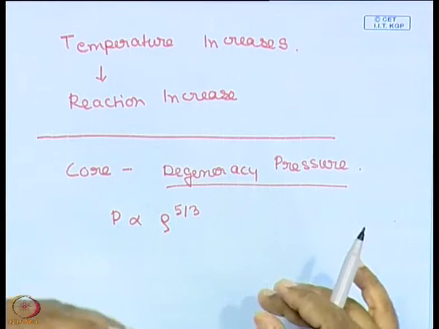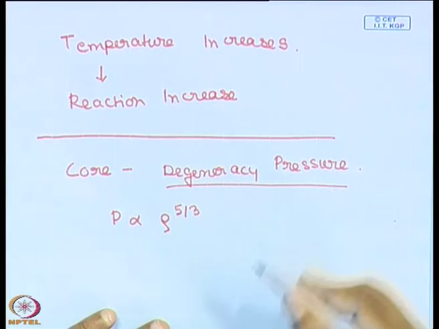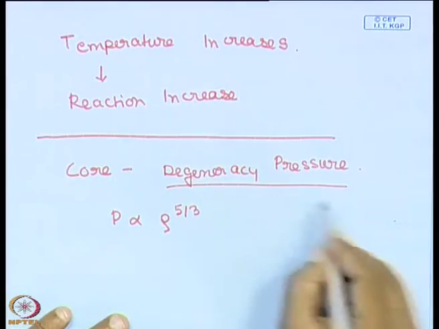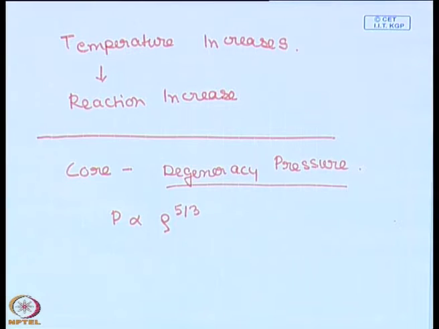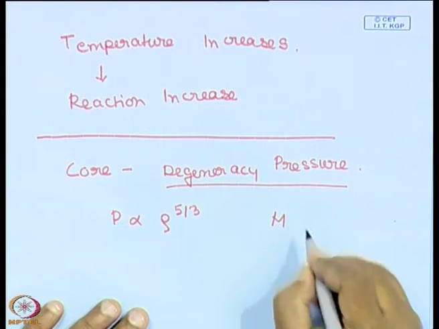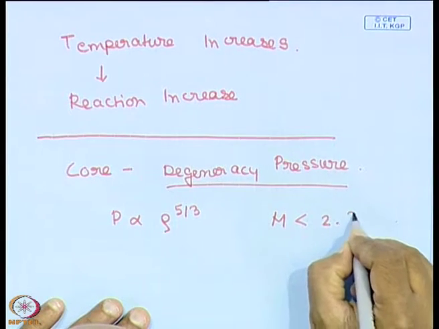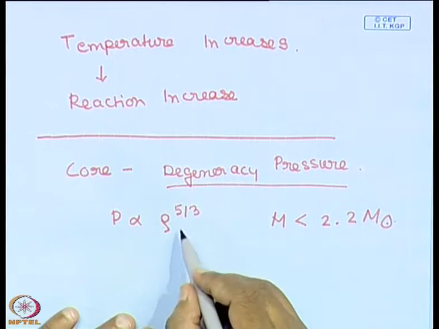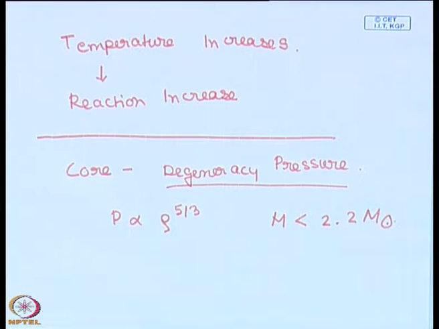If you increase the density, the subsequent electrons that you add will have to go to higher energy levels, and these higher energy electrons will contribute more to the pressure. So this is what is known as degeneracy pressure. Here the pressure is independent of temperature. For masses of star which are less than 2.2 solar masses, the core is supported by degeneracy pressure.